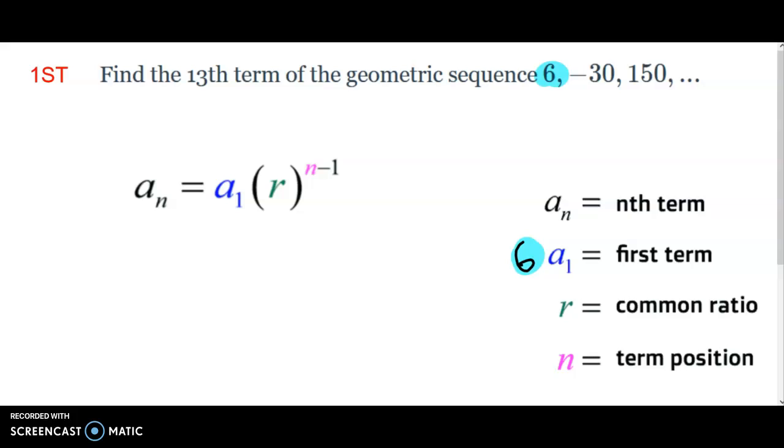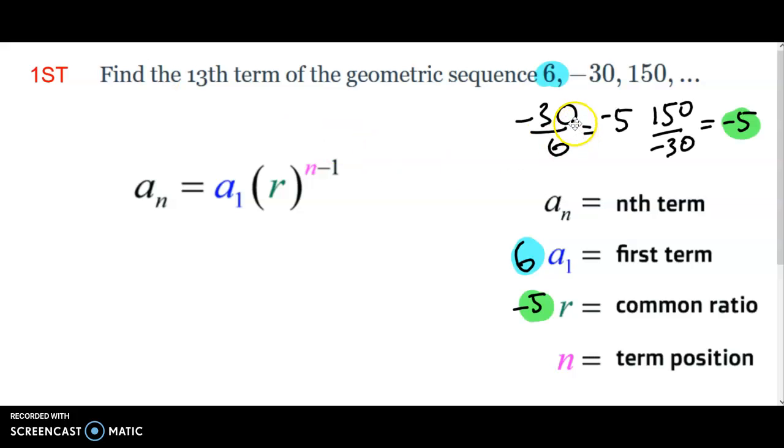Alright, now we're going to find the common ratio. You do that by doing the second divided by the first and the third divided by the second. So the second term, -30, divided by 6, I get -5. And just to make sure it is the common ratio, I'm going to do 150 divided by -30 just to double check, and it is. So now I've got the common ratio -5, and then I find the n, the term position, which is given to you right here in the question. It's 13.